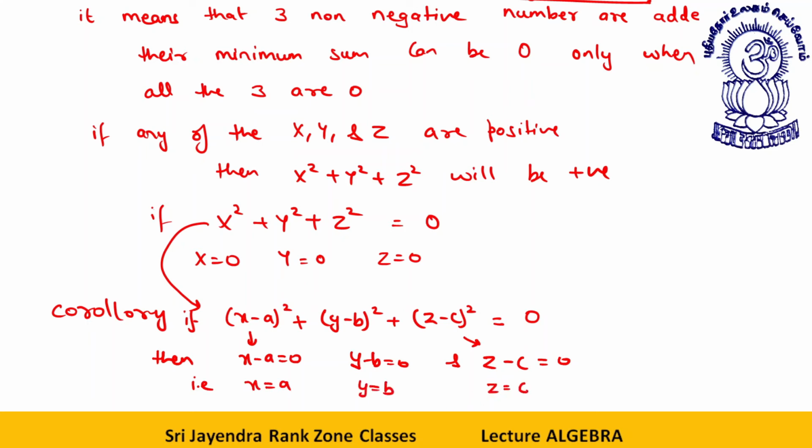Students, you don't know how many times this formula will be used. It will be used an enormous number of times. Whenever we have (x minus a) square plus (y minus b) square plus (z minus c) square equal to 0, then x is equal to a, y is equal to b, and z is equal to c. I hope you can memorize this small thing. Okay, dear students, we'll be doing questions on this now.